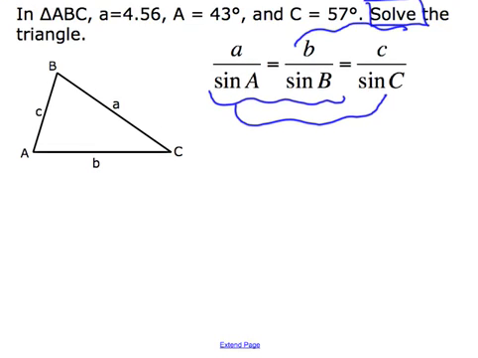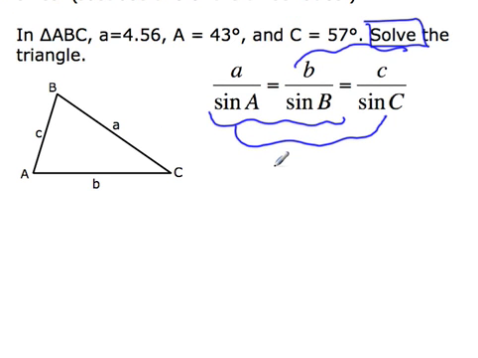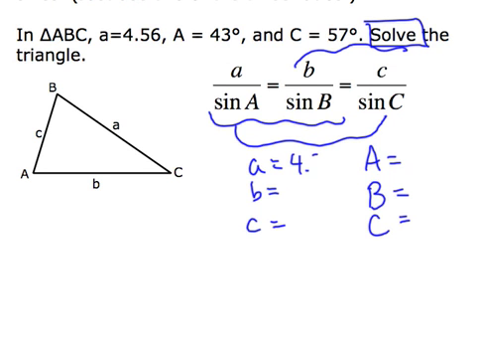When they say those words, solve the triangle, it means tell me everything about that triangle. And what I like to do often with those is write them down. So I'm going to write A is equal to, B is equal to, C is equal to, angle A is equal to, angle B is equal to, angle C is equal to. And then fill in the stuff that I know. A I know is 4.56. Angle A is 43 degrees. Angle C is 57 degrees.